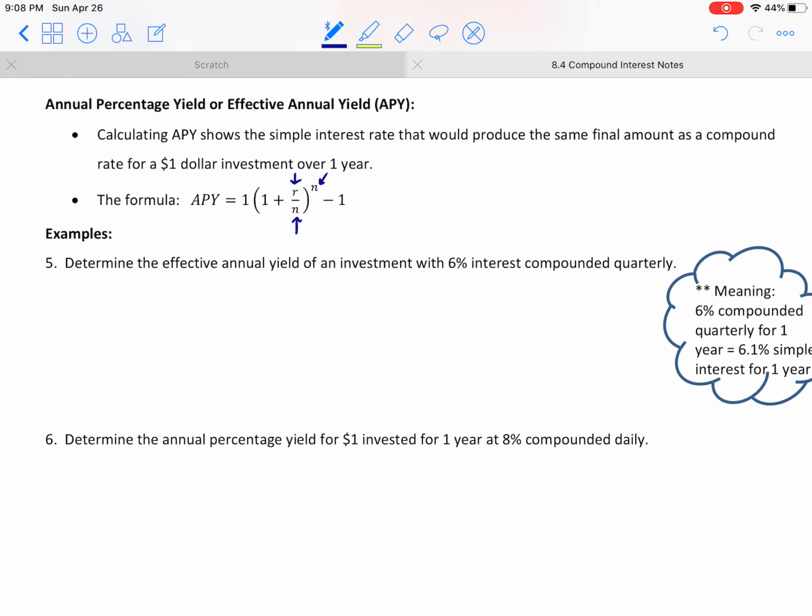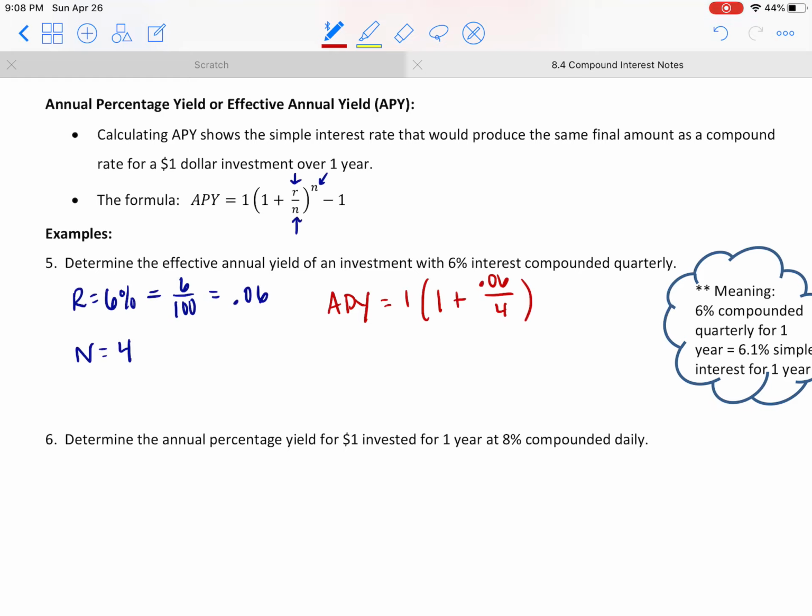So APY is effective annual yield. All we have to plug into this formula is our rate and our number of times we're compounding interest. All we need is R and N. So here, R is 6%, and 6% is 6 out of 100, or 0.06, and this is compounded quarterly, so N is 4.